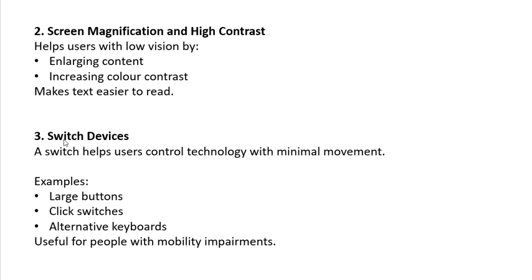And third is a switch device. A switch helps the user control technology with minimal movement. Examples are large buttons, click switches, and alternative keyboards, useful for people with mobility impairments.